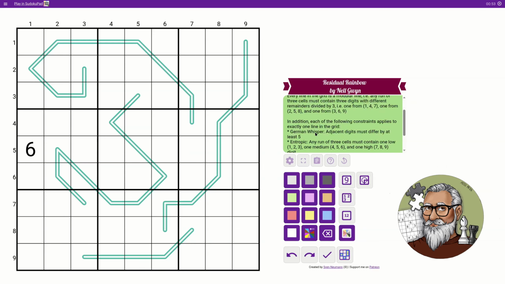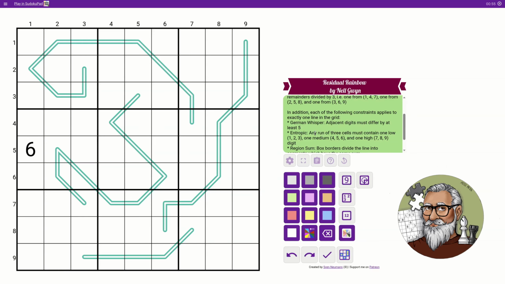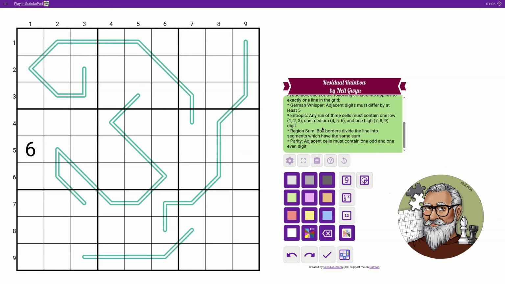In addition, each of the following constraints applies to exactly one line in the grid. German whisper: adjacent digits must differ by at least 5. Entropic: any run of 3 cells must contain one low (1, 2, 3), one medium (4, 5, 6), and one high (7, 8, 9). Region sum: box borders divide the line into segments which have the same sum. Parity: adjacent cells must contain one odd and one even digit. Right, that's it. Sip of tea.